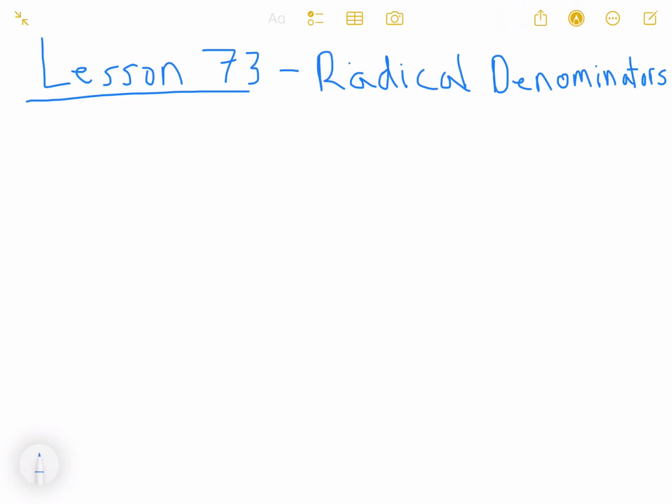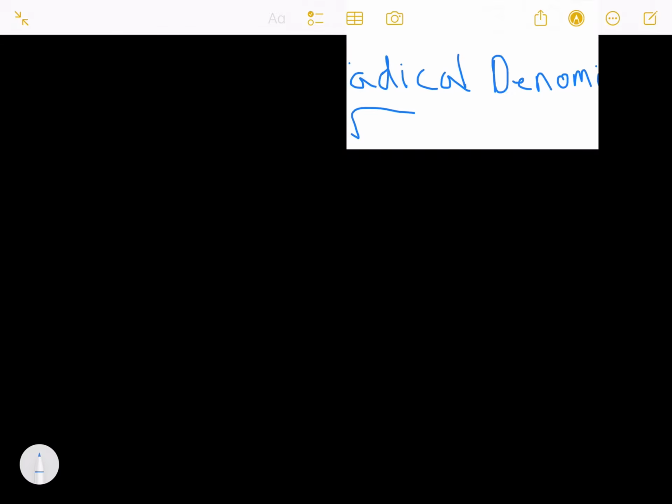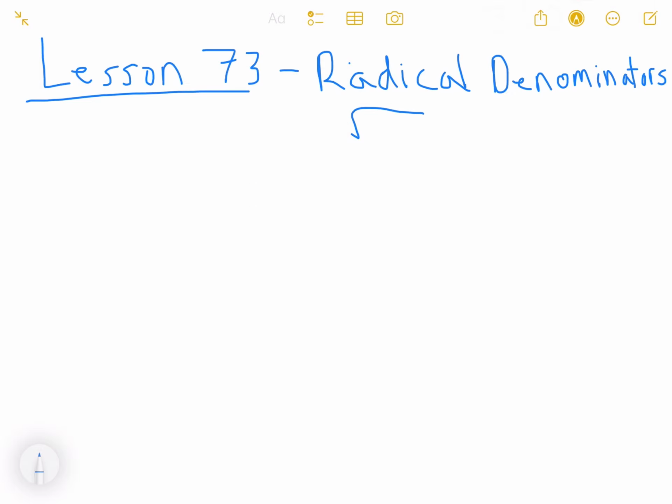All right, so we're going to talk about radical denominators. Radical does not mean the actual definition of radical. In math, we're talking about this square root symbol.